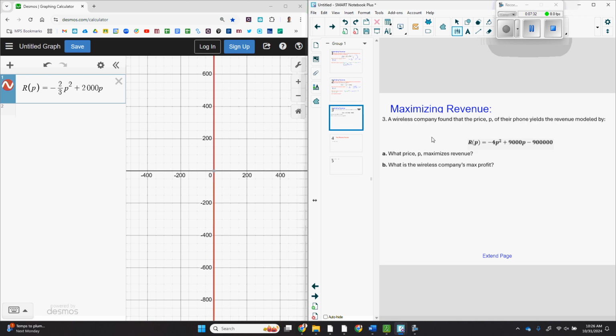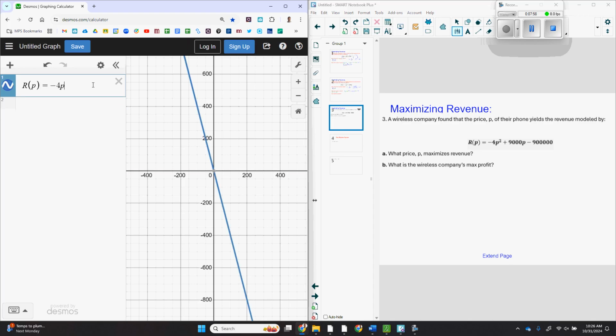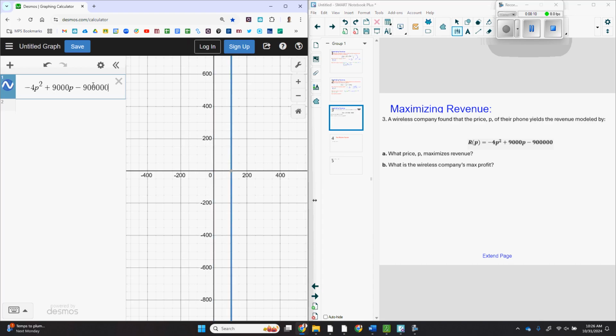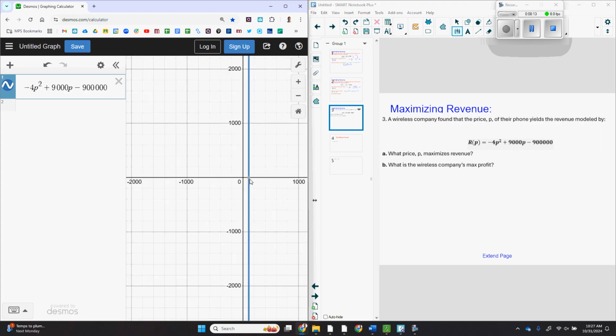All right, let's look at one more. And since we have our graphing calculator pulled up, I'm going to type this one in. It says a wireless company found that the price P of their phones yields the revenue modeled by R of P equals negative 4P squared plus 9,000 P minus 900,000. All right, so some really big numbers here. Again, I'm going to type this in. We get R of P equal negative 4P squared plus 9,000 P minus 900,000.